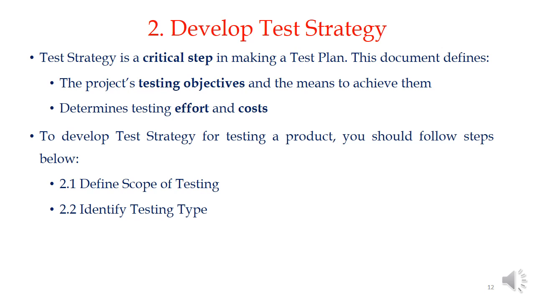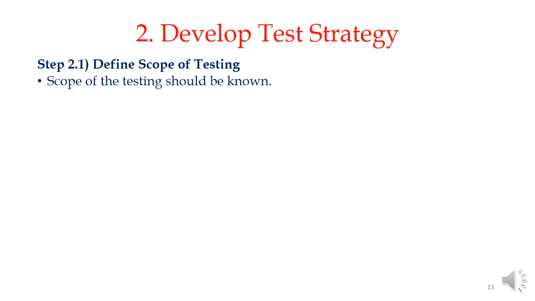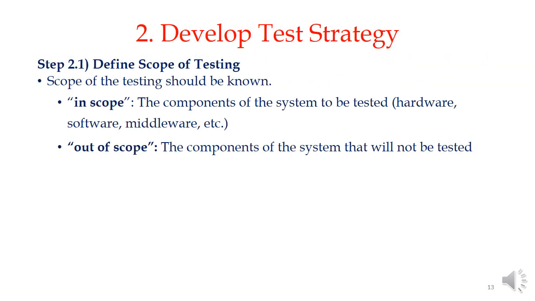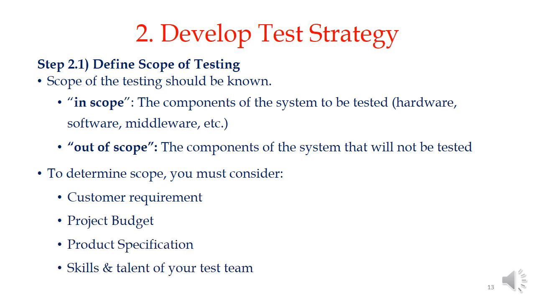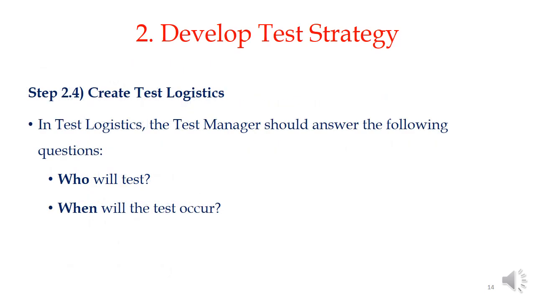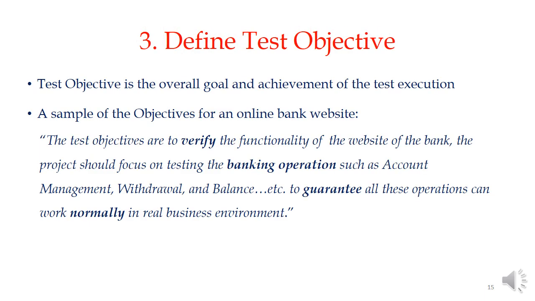So you have to define the scope of testing, identify testing type, document risk and issues, create test logistics. Define scope of testing, in scope or out of scope. In scope will be hardware, software, middleware. Then the customer requirement, project budget, product specification, and the skills and talent needed for the test team. So you have to create the test logistics: who will test, when the test will occur. So the overall goal and achievement is to verify the functionality and website of the bank.